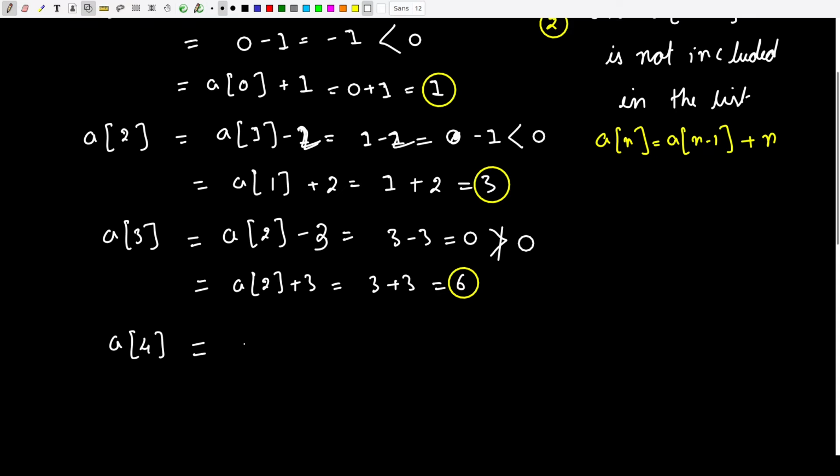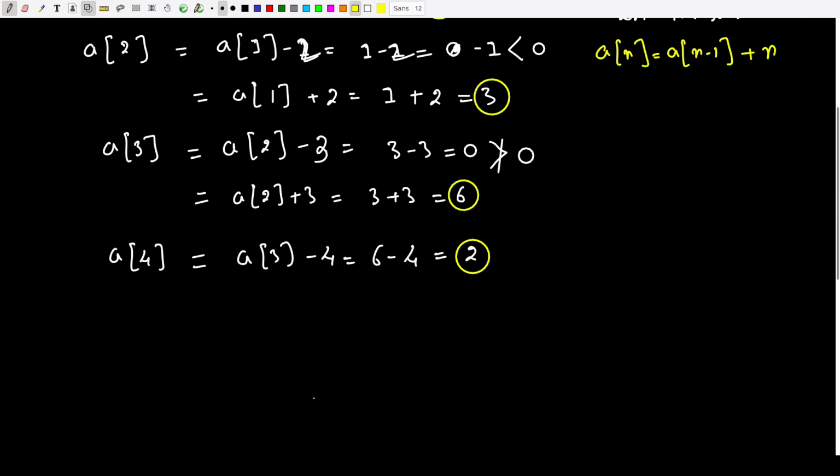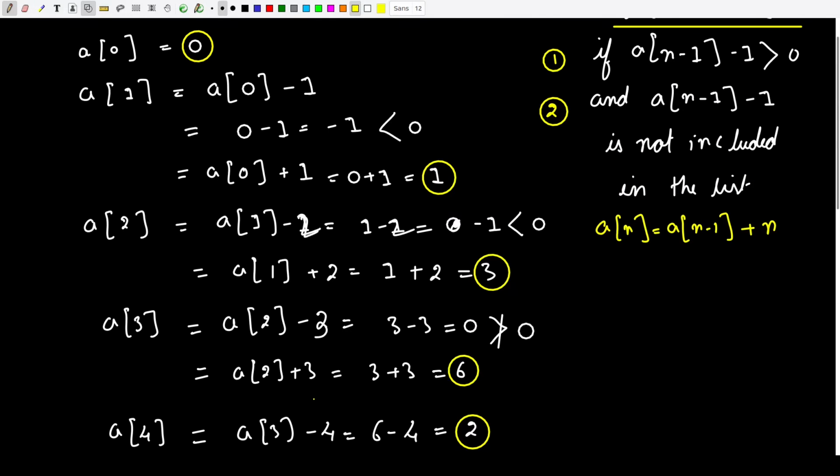So a4 is equal to a3 minus 4. a3 is 6, 6 minus 4 is equal to 2, and 2 is greater than 0 and 2 is not there in the list. That is why we are going to evaluate it as this, and this will be our last element of the series. So that is how we are going to evaluate it.